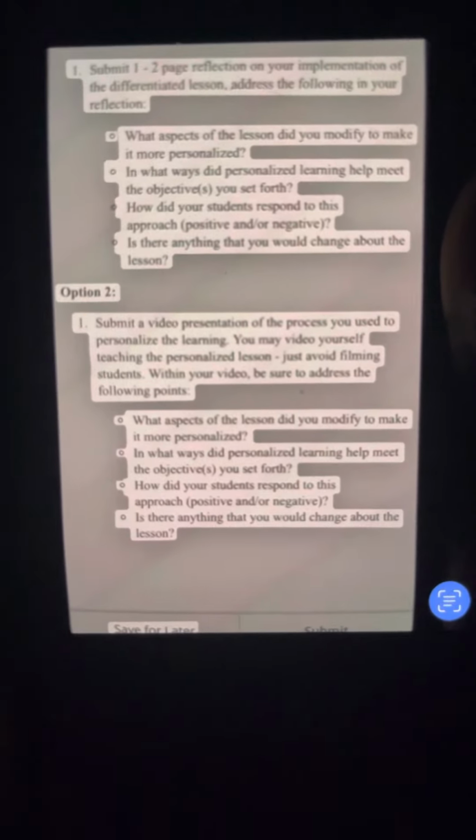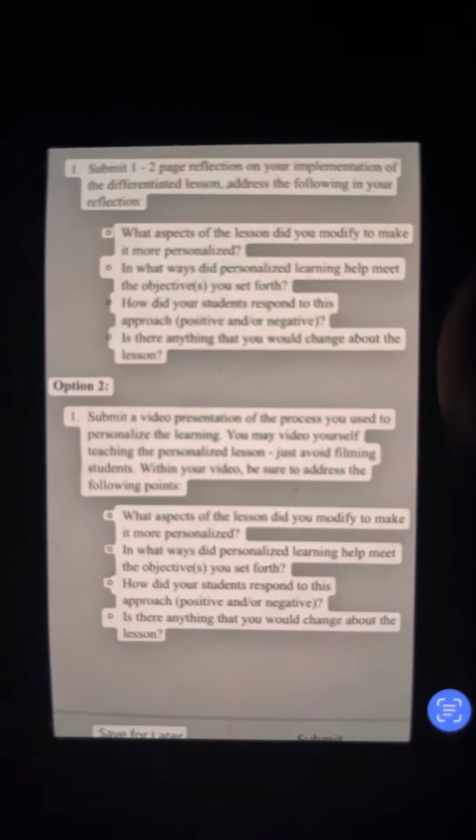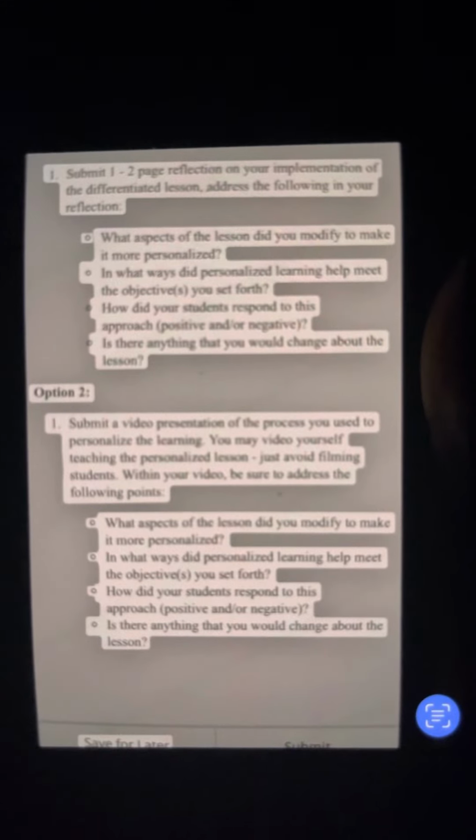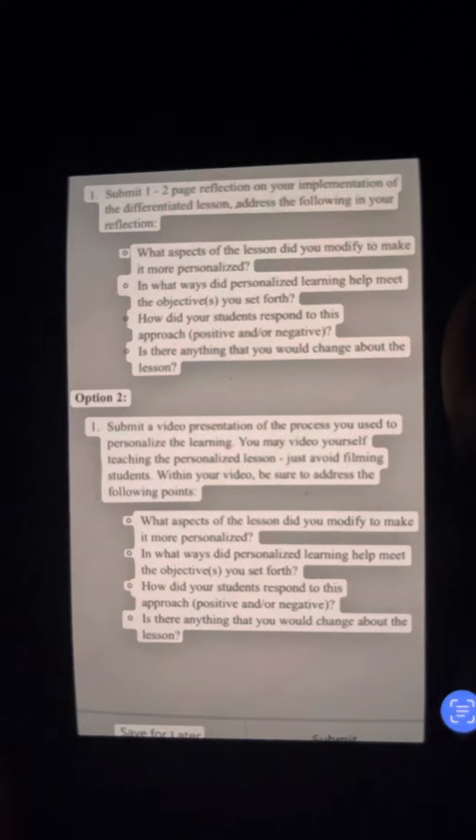Is there anything that I would change about this lesson? There is not anything that I would change about this lesson. The only thing, let me rephrase that. The one thing that I would change about this lesson is that I would make it something that is a little bit easier to use virtually.